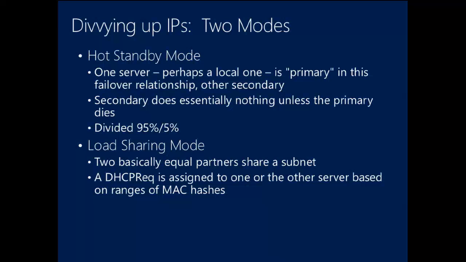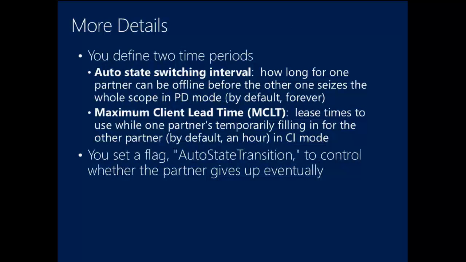Well, there's 2 approaches. One is hot standby mode. In hot standby mode, if I'm the hot standby, I have 5% of your addresses and I don't help out at all. The only time I wake up is if you're dead, if we're partners. And then there's load sharing mode. Load sharing mode, we go 50-50. You get the odd numbered MAC addresses, I get the even numbered MAC addresses, something like that. How do we do that switchover?